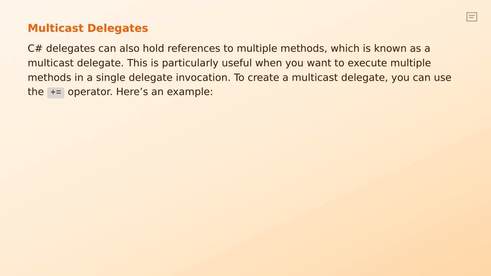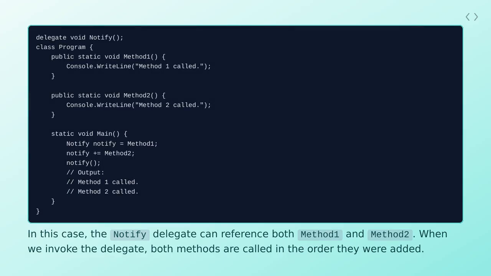Here's an example, the class shown on screen and how its members are organized. In this case, the notify delegate can reference both method 1 and method 2. When we invoke the delegate, both methods are called in the order they were added.